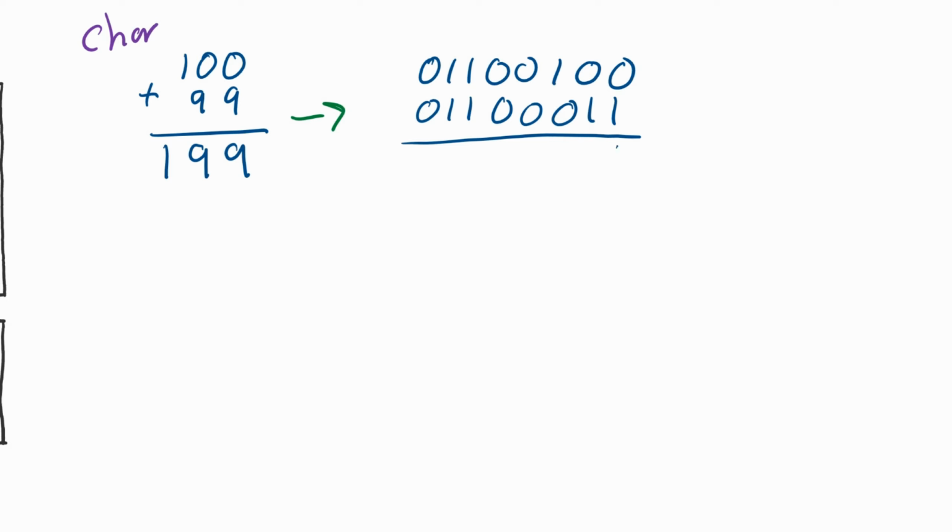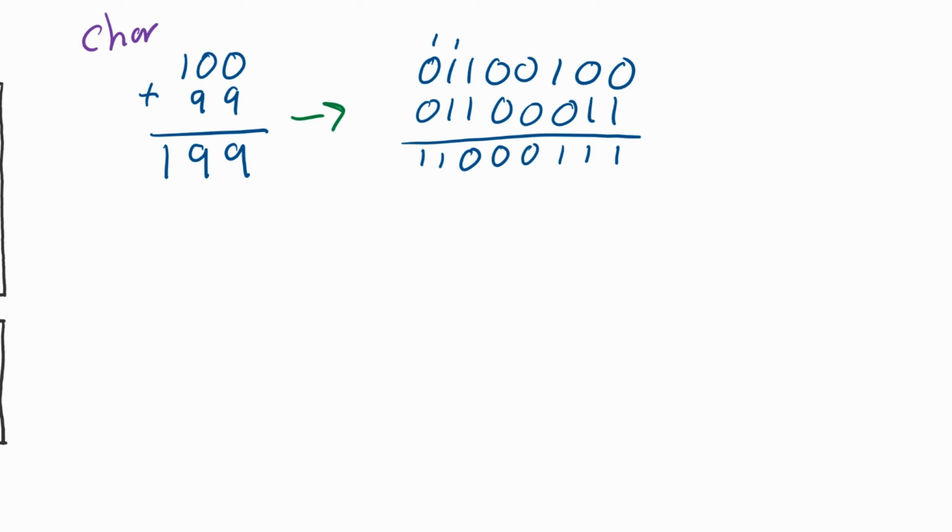Well, 0 plus 1 is 1. 0 plus 1 is also 1. 1 plus 0, that's also 1. 0 plus 0 is 0. 0 plus 0 is 0. 1 plus 1 is 0, and we carry a 1. 1 plus 1 plus 1 is a 1, and we carry a 1. And then this becomes a 1. So the answer should be 199.